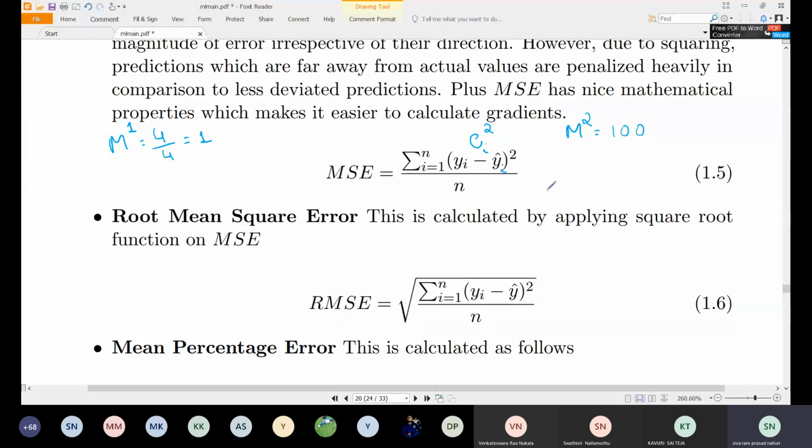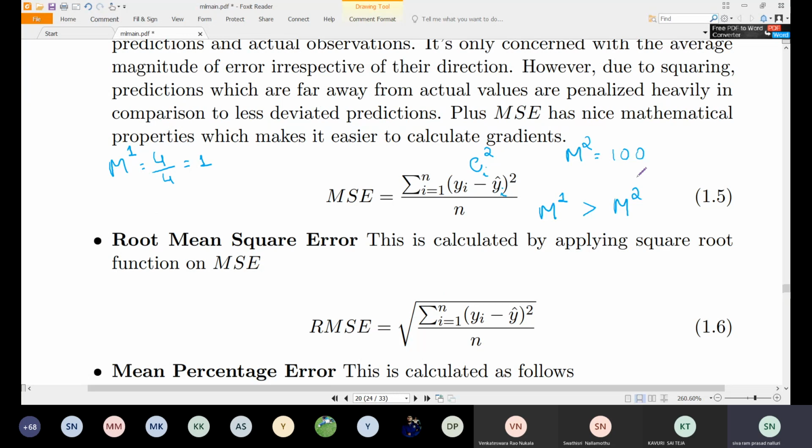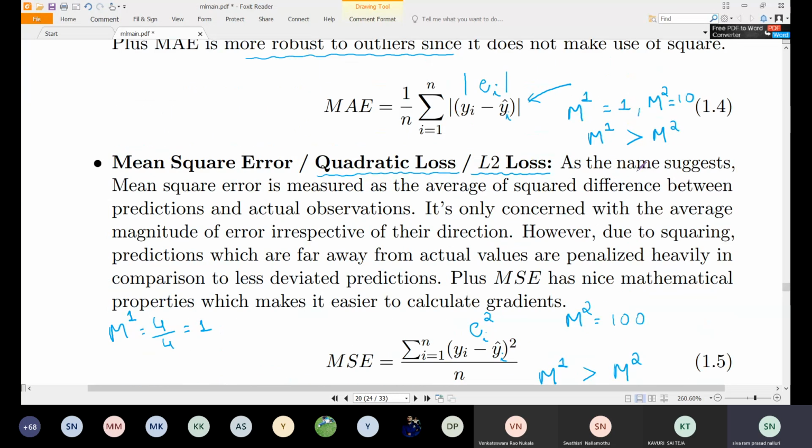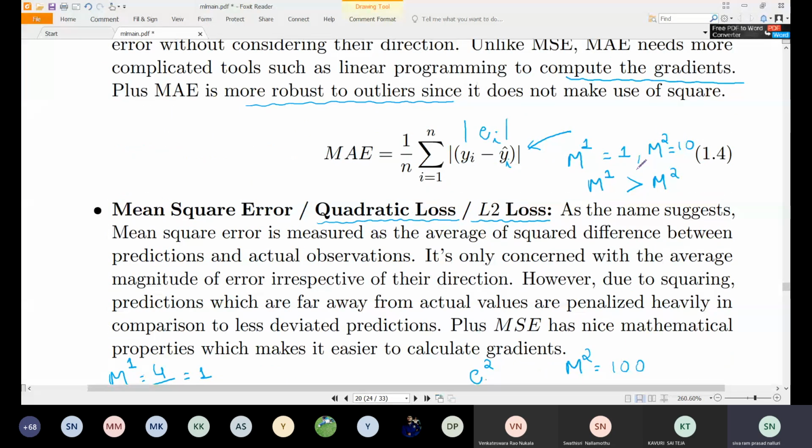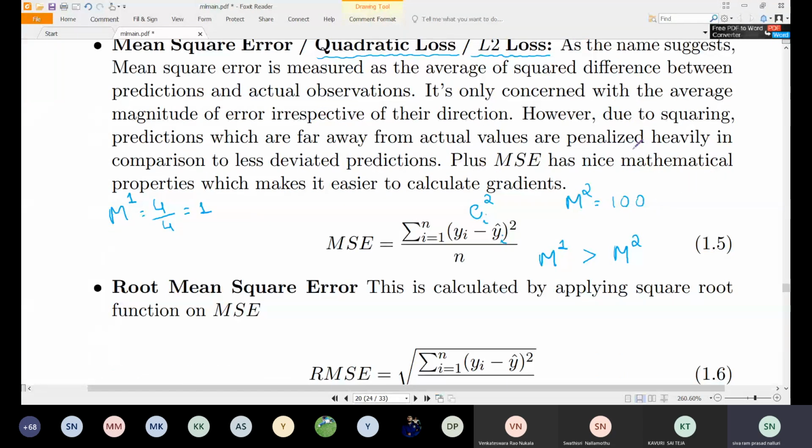So what is your conclusion when you consider this cost function, mean square error cost function? Model 1 performance is better than second model performance. So same information we obtain when we use mean absolute error. But the problem with mean absolute error is calculating the derivative of the function is difficult, which is required for optimization purpose. So because of that reason, we have gone for this.